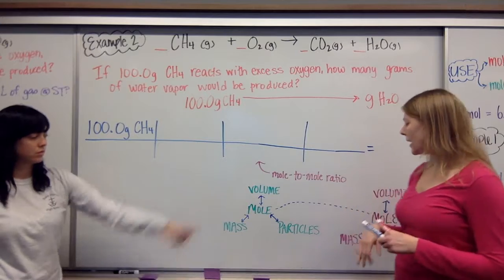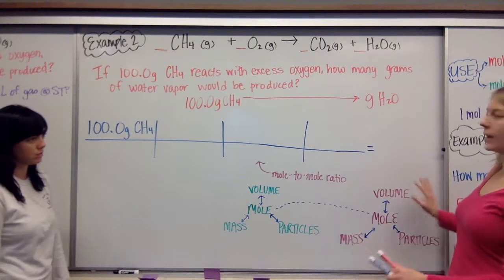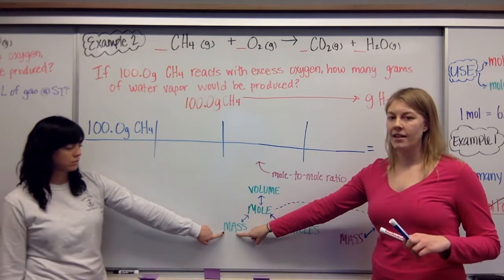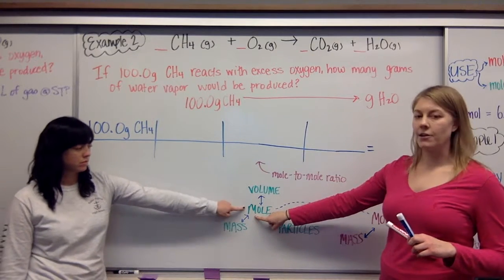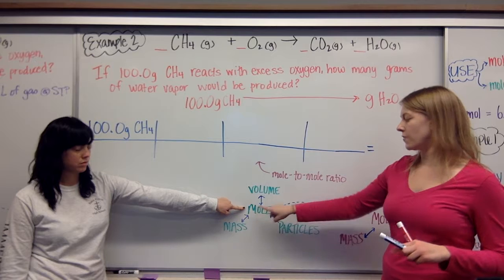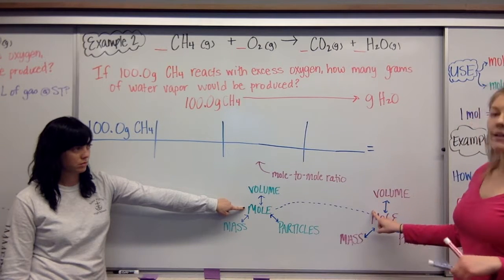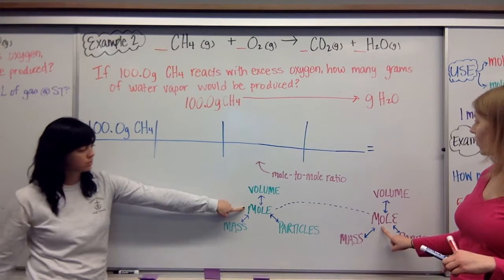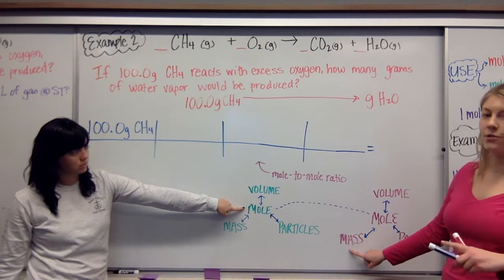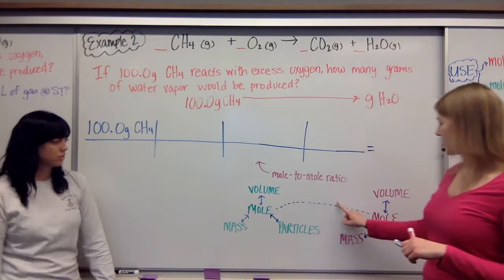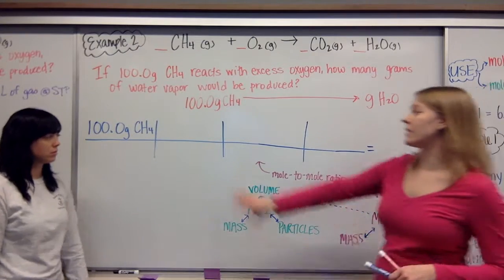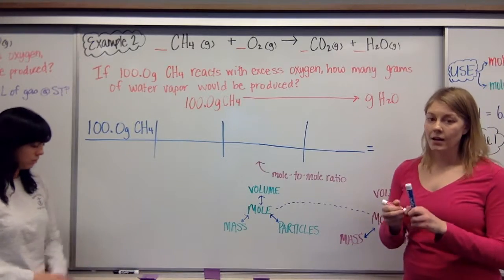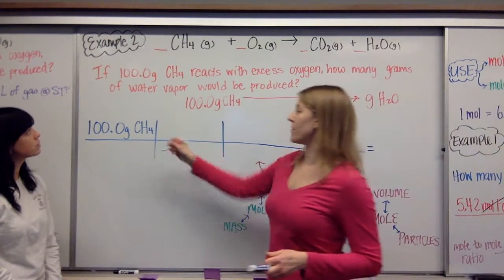So if we're using this mole island, we're starting in mass. We have to get to moles of CH4. Once we're in moles of CH4, we go to moles of H2O using our mole-to-mole ratio. And then once we're in moles of H2O, we can go back down to grams. So that's 1, 2, 3 steps that we're going to need. If you want to set it up like that, you know you have 3 steps coming. All right, so the first thing is I have grams of CH4.